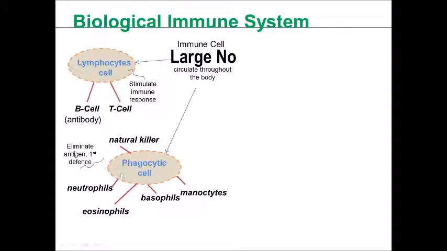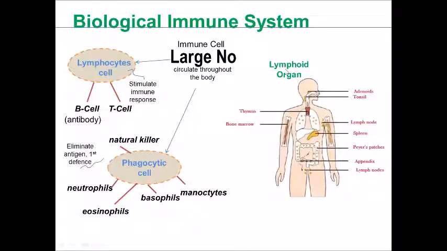So this is basically the first level of the immune system. Normally our immune system consists of several layers. So before the lymphocyte cell functions, the phagocytic cell will function first. If the phagocytic cell is unable to defend the body, it will pass to the lymphocyte cell.